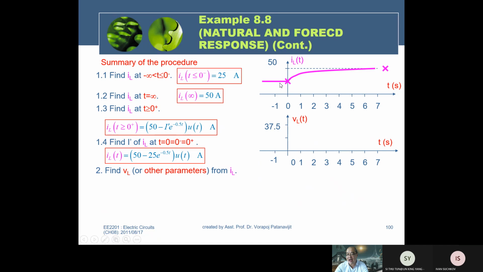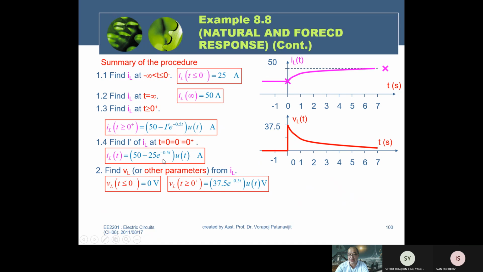Next step, VL for time less than 0: since VL equals L di/dt, if IL is constant, VL equals 0. For time greater than 0, take the derivative of 50 minus 25 e to the power minus 0.5 t, and you get this. So VL for time greater than 0 equals 37.5 e to the power minus 0.5 t, decreasing to 0.